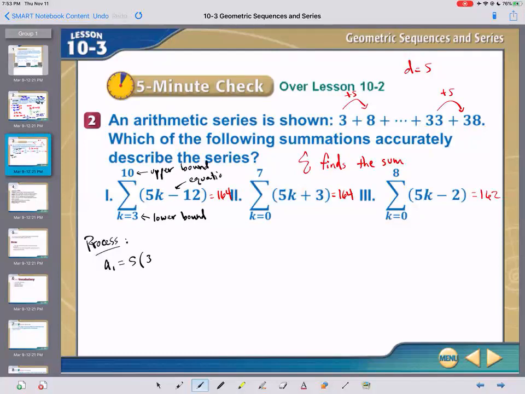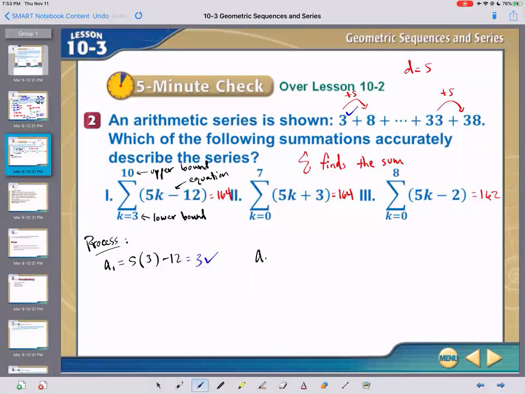Off to the right of sigma, that's the equation right there. So you plug the lower bound into the equation. I'd have 5 times 3 minus 12. Well, 5 times 3, if we do a little mental math, that's 15. We subtract 12, I'm getting 3, which is exactly what it was supposed to be. So that's good.